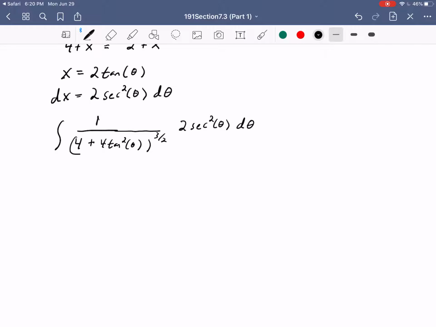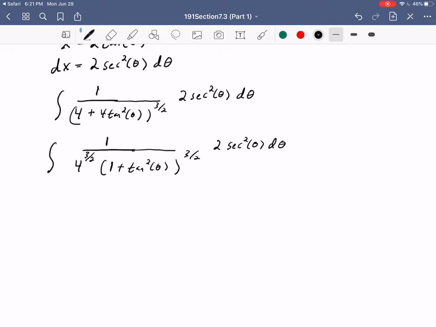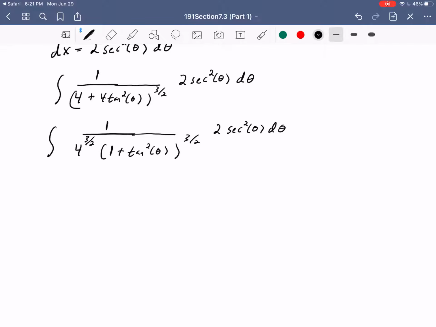So let's go ahead and do that. We get the integral 1 over 4 is going to be factored out, but it's still going to be to the 3 halves. So we have 4 to the 3 halves. And then we have 1 plus tangent squared theta, all to the 3 halves. And then we still have our 2 secant squared theta d theta on the outside. Okay, so we can do a couple simplifications here. 4 to the 3 halves, that's the square root of 4, which is 2, and then raised to the 3rd power. So that's going to be an 8.